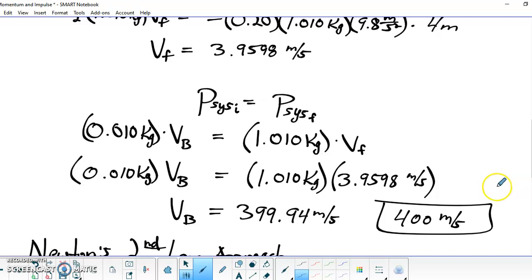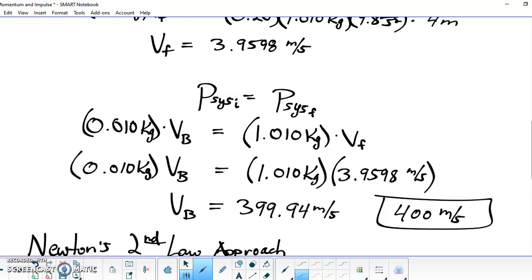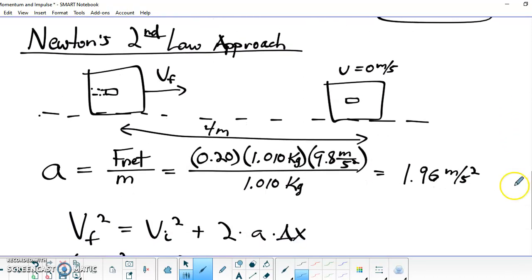You can do a second approach to that if you'd like, a Newton's second law approach. Newton's second law is our acceleration is equal to our net force divided by our mass. And we can treat this system as the net force of friction divided by the mass, and I get an acceleration of 1.96. This should be a negative 1.96 meters per second squared.